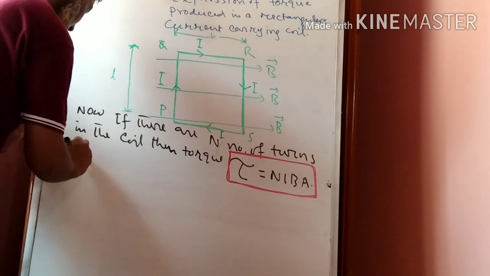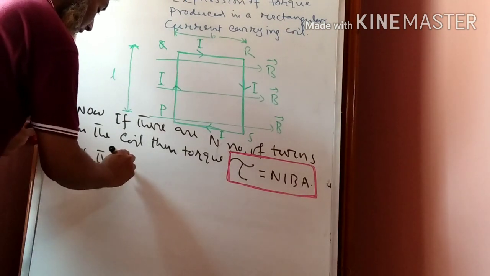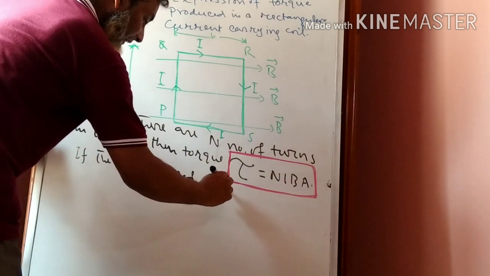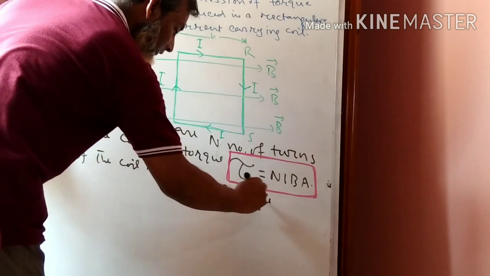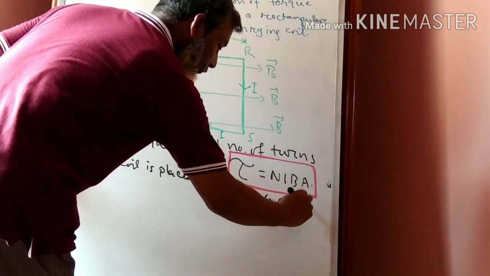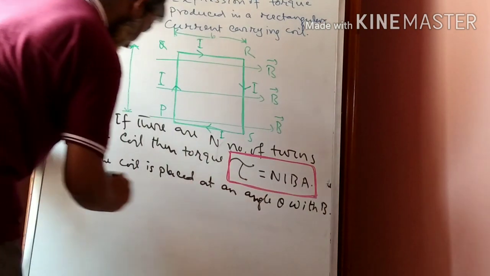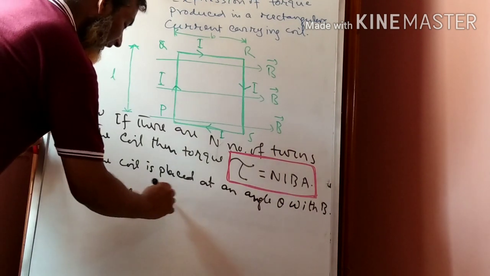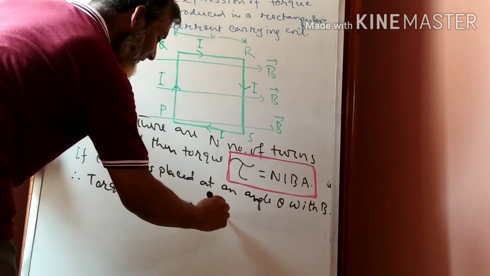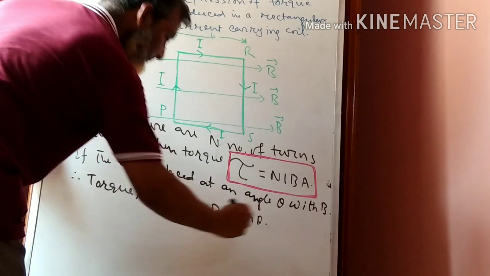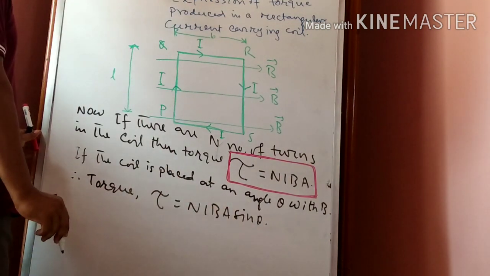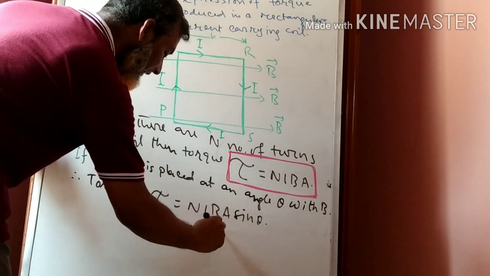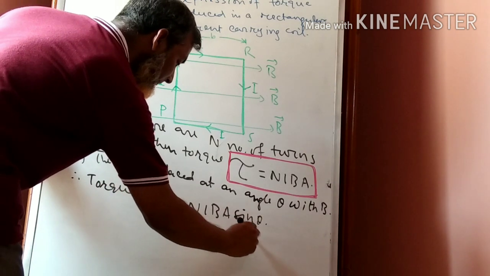If the coil is placed at an angle theta with B, then the torque tau will be NIBA sin theta. And now here I can write it as NIAB sin theta.